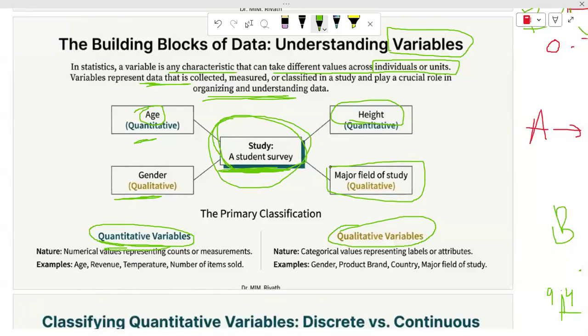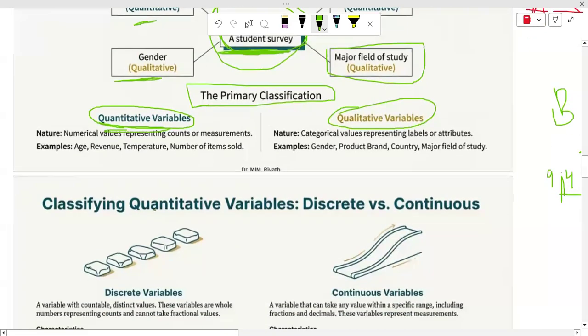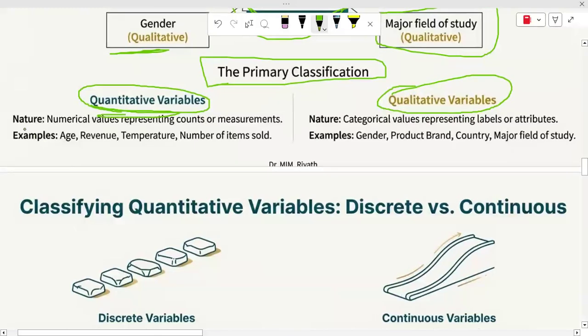When we go to the arts faculty, they may say arts. Engineering faculty, they may say engineering. In science, they say science. Humanities, social science, medicine: field of study has no value, no number, no measurement. So these are qualitative variables. So variables we can divide into two: quantitative variables and qualitative variables. That is the primary classification of variables.